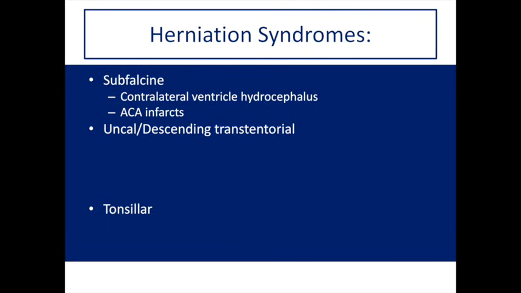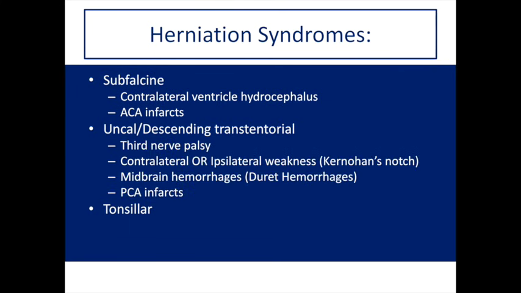For descending transtentorial herniation, think anatomically to figure out what's going to be compressed. The third nerve runs here, so you can get third cranial nerve palsies, which causes a blown pupil. The cerebral peduncles of the midbrain, or ears of the Mickey Mouse, run here as well. Compressing the ipsilateral cerebral peduncle would cause contralateral weakness if you remember your basic neurological pathways.